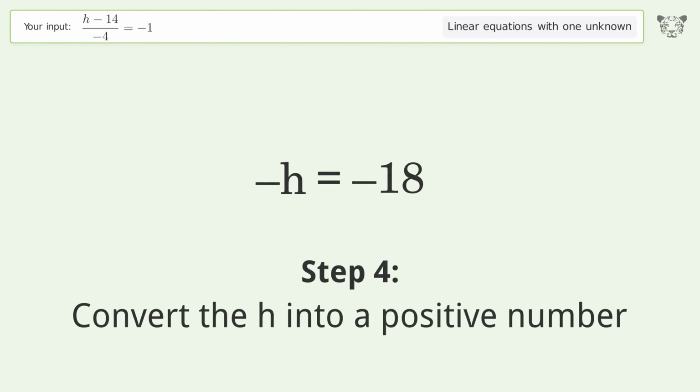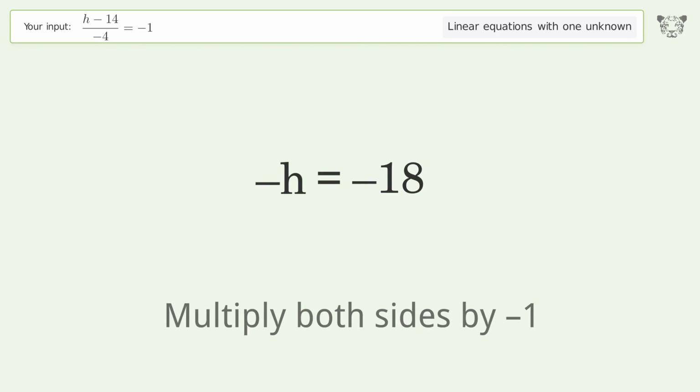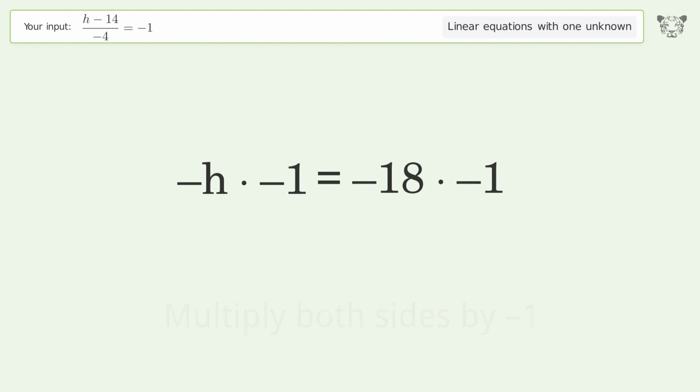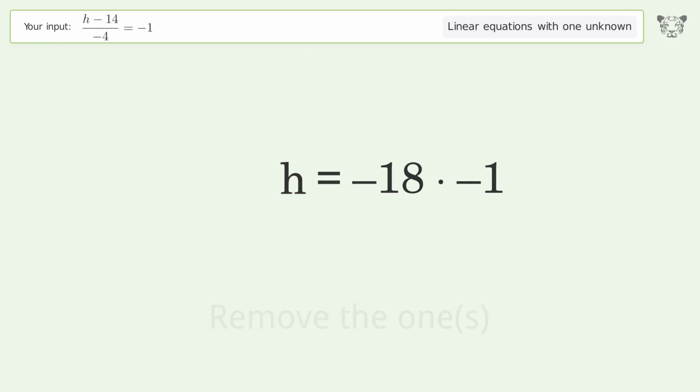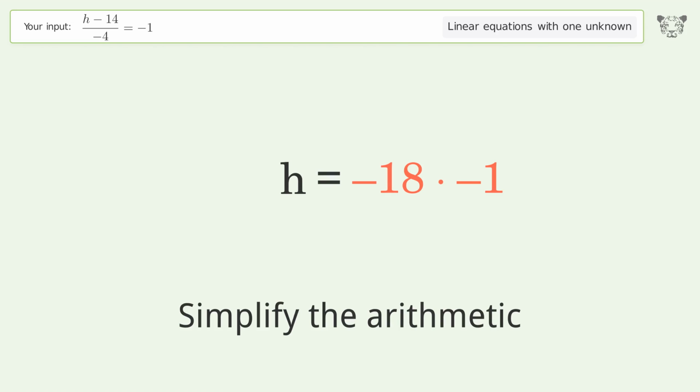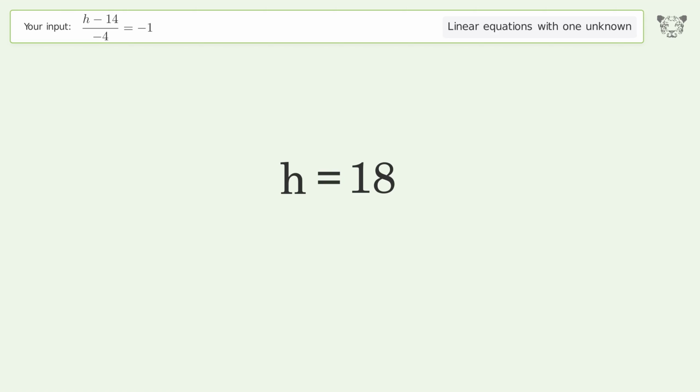Convert the h into a positive number. Multiply both sides by -1. Remove the ones. Simplify the arithmetic. And so the final result is h equals 18.